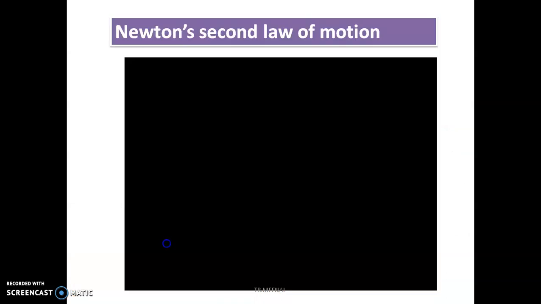Moving further to the second law. Now let's see what is Newton's second law of motion. So before that, let's see one small activity.